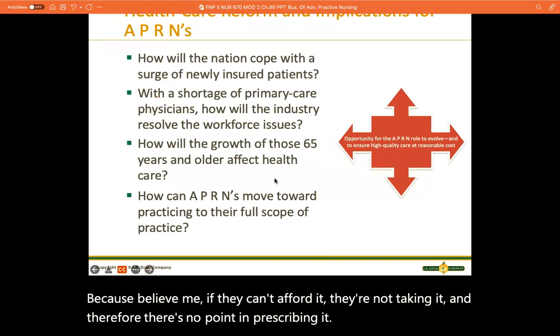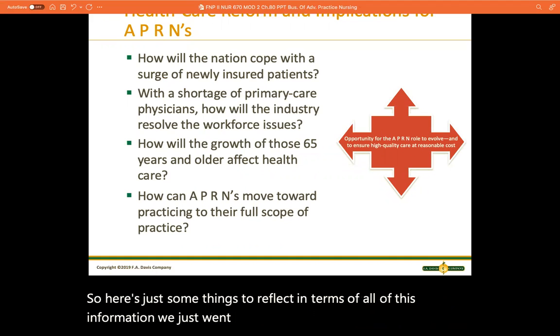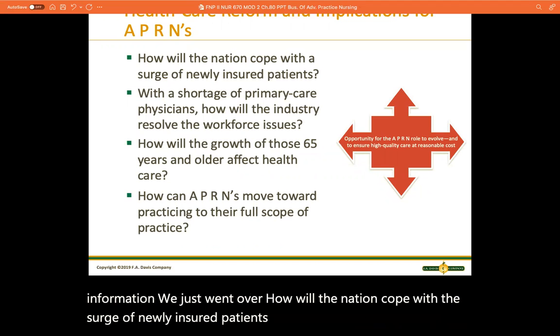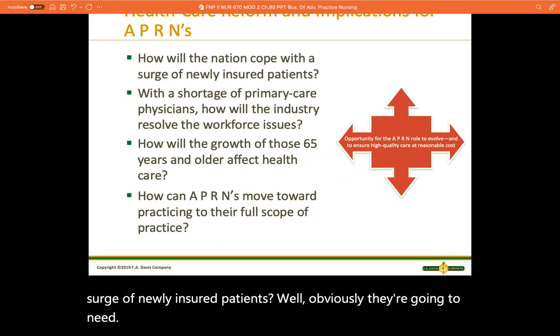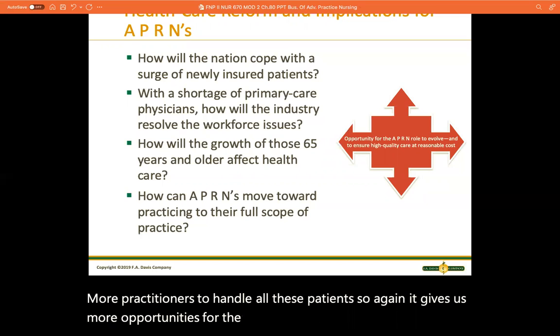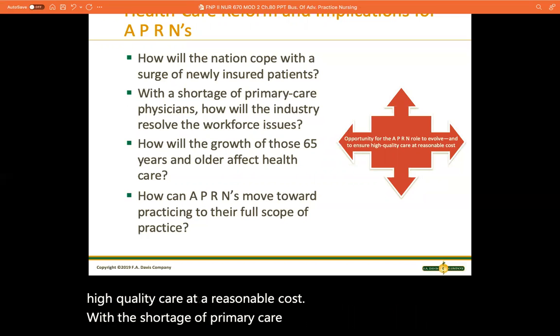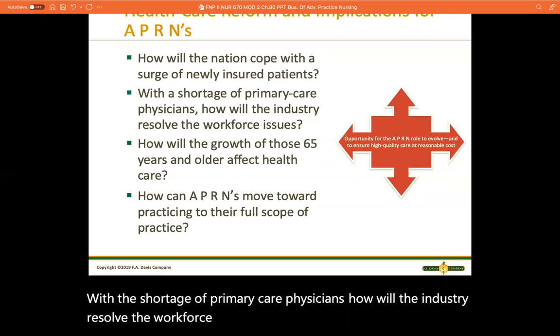Okay, so here's just some things to reflect on in terms of all of this information we just went over. How will the nation cope with a surge of newly insured patients? Well, obviously they're going to need more practitioners to handle all these patients. So again, it gives us more opportunities for the APRN role to evolve and to ensure high quality care at a reasonable cost. With a shortage of primary care physicians, how will the industry resolve the workforce issues? Again, that's where the beauty of the APRN role comes in.